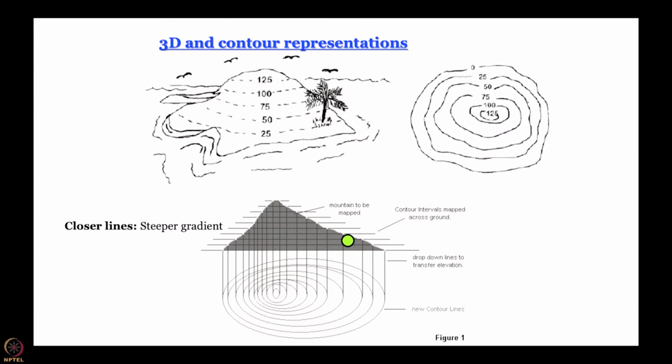But then if the horizontal separation is more between two successive contour lines, of course they will be far apart from each other. If the horizontal separation is not much, like here, they will be close to each other. This is how one reads contour maps.